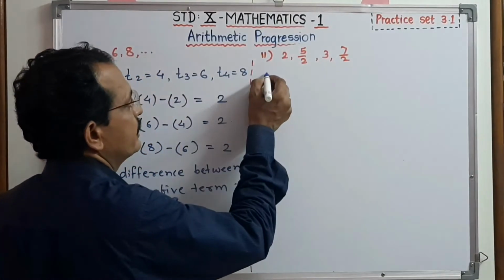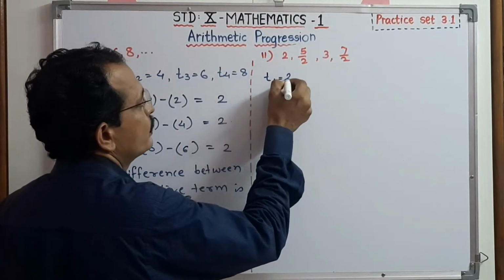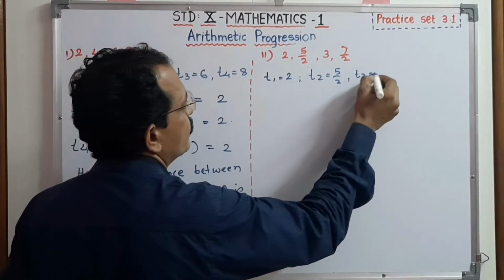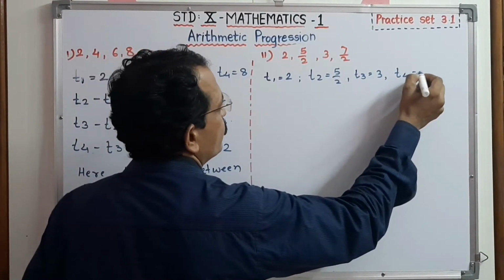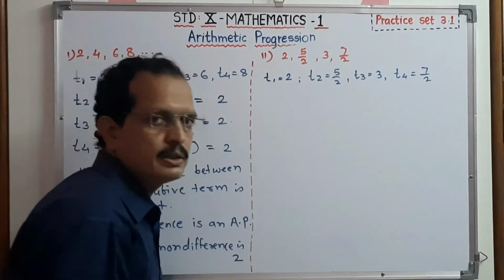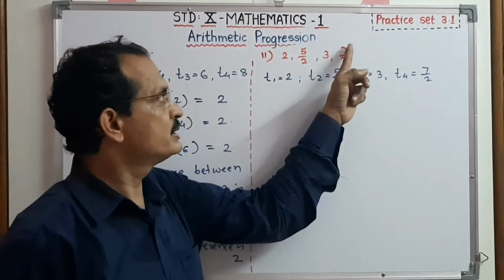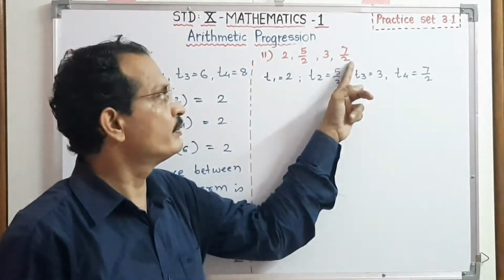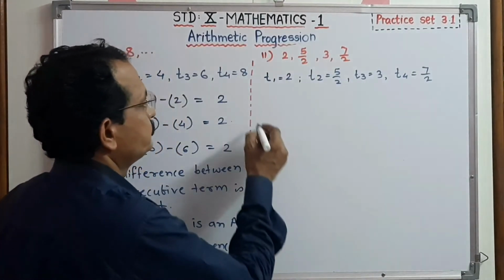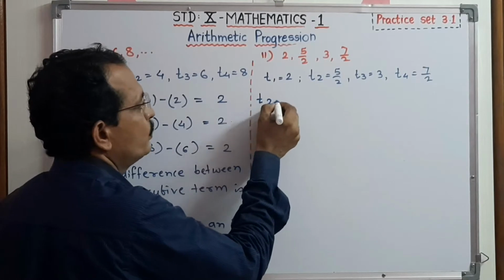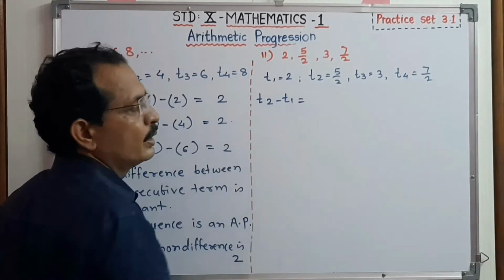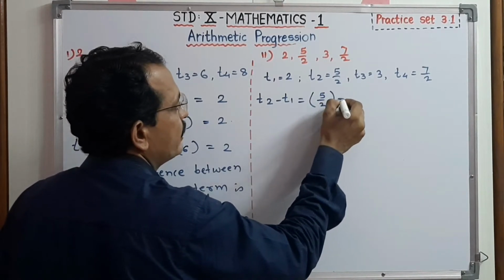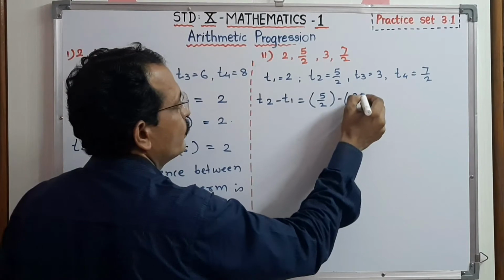See the second. Here t1 is equal to 2, t2 is equal to 5 upon 2, t3 is equal to 3 and t4 is equal to 7 upon 2. I think there is one correction. Instead of this 7 upon 2, in the book there is 7 upon 3. Make it 7 upon 2. Now see here, we have to subtract t2 minus t1. Now t2 is how much? It is 5 upon 2 minus t1, it is 2 upon 1.